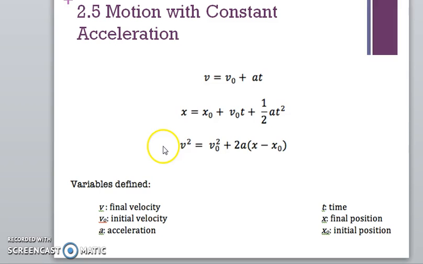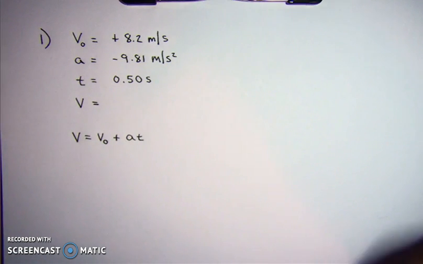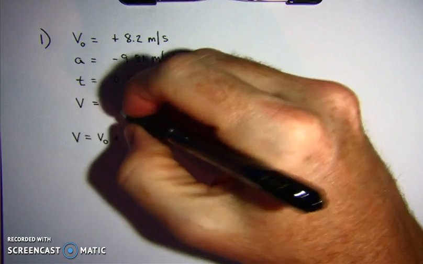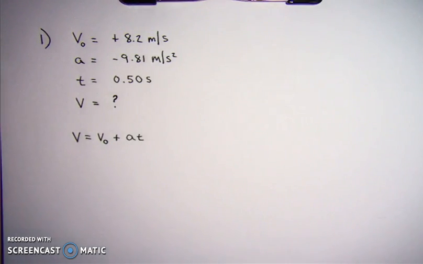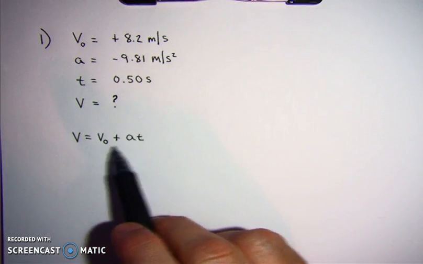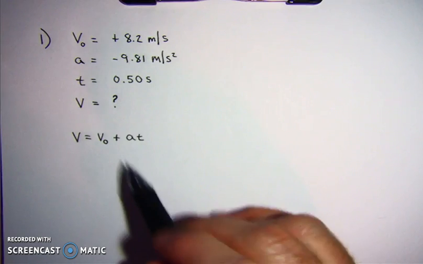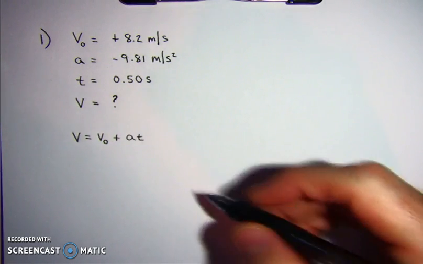So let's flip over and look at our sheet. I've already written down the variables that it gave us, and final velocity is what we're solving for. So we don't know that yet. And here's the equation that we will use to solve it. The final velocity is equal to initial velocity plus acceleration times time. So now it's just a matter of plugging these in and solving.